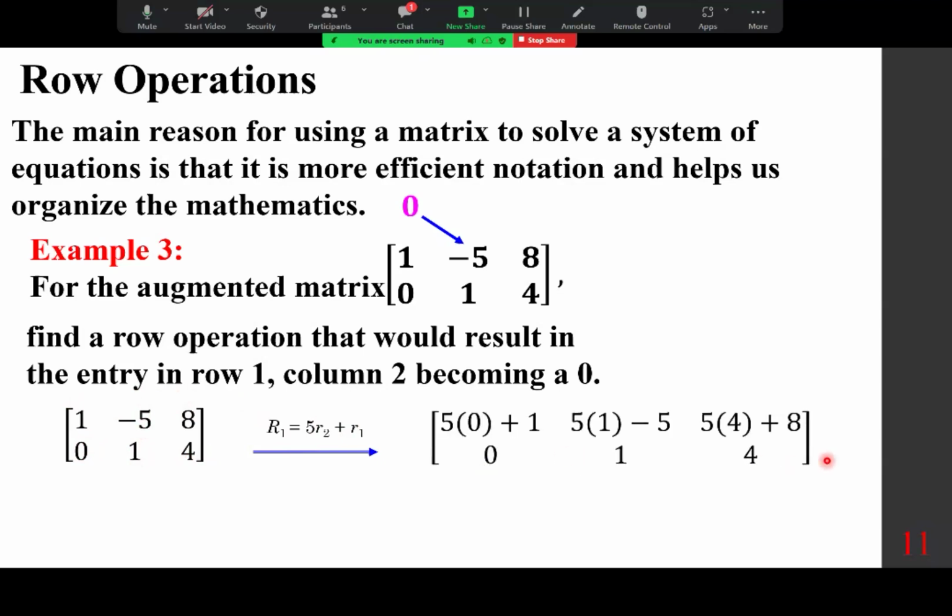So notice the second row is not changing. Again, 5 times 0 plus 1, 5 times 1 minus 5, 5 times 4 plus 8. So this is 1. Now this is 0. That's what we wanted. This is 28. And the second row is unchanged. That's the idea, everybody. We are going to move on.